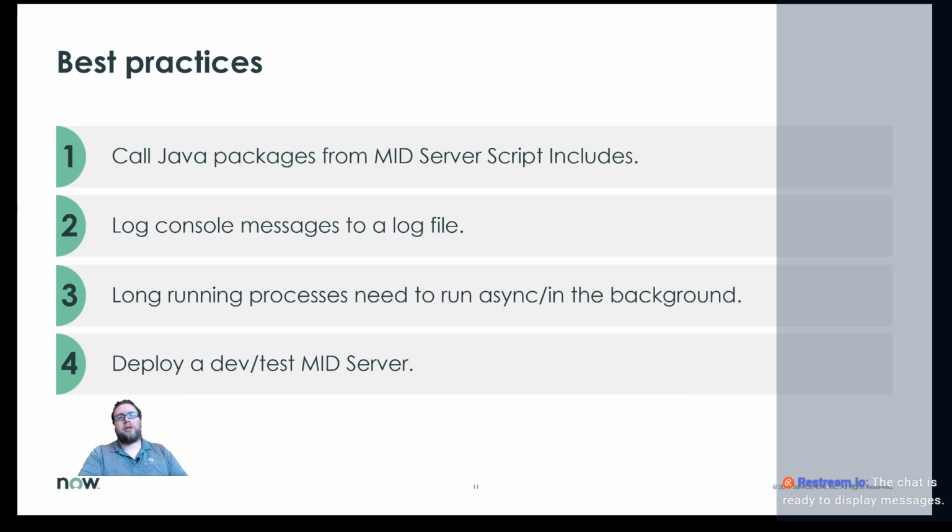So a couple of best practices for doing this. I always like to call the Java packages from mid-server script includes. In fact, it's not just about calling it from a mid-server script include, but then anything that I'm calling from that mid-server script include, I wrap into another script include, and that just makes my code so much more maintainable and one single point of failure, one single point of anything that I need to go and change, I can go and change that. I don't have to worry about making too many edits to something. I can reuse that mid-server script include or that script include wherever I need it to go.